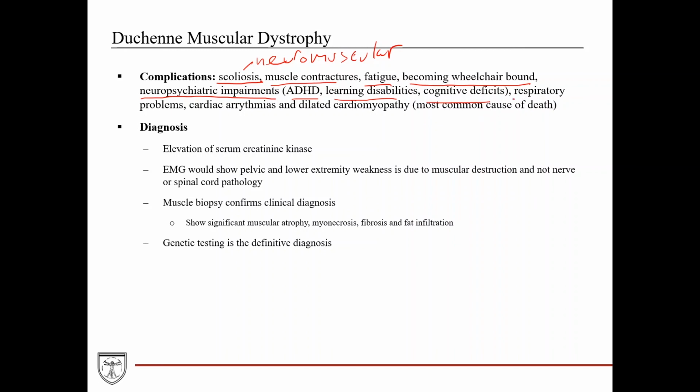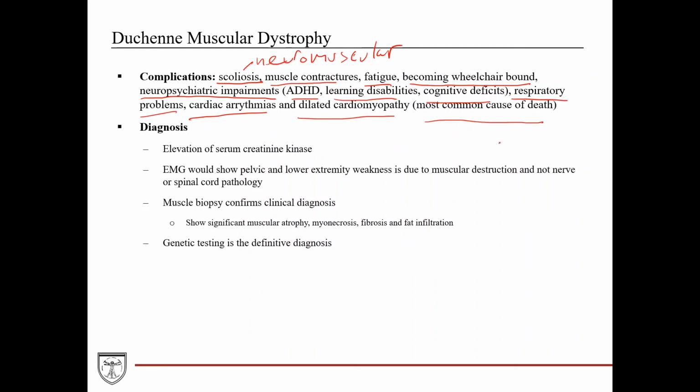You'll also see respiratory problems, and this is because, remember, the diaphragm is a skeletal muscle, and a lot of the intercostal muscles also help contribute to breathing. And so if those muscles are weak as well, you're going to have difficulty breathing. Remember, cardiac muscle is striated and contains dystrophin, so the cardiac muscle will also be affected by this disease. So patients will have cardiac arrhythmias and also develop dilated cardiomyopathy, which is actually the most common cause of death.